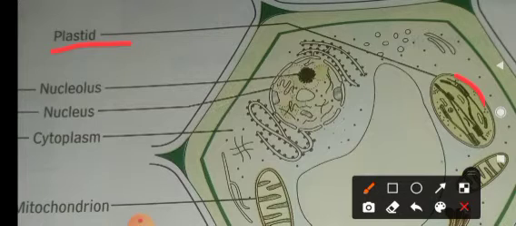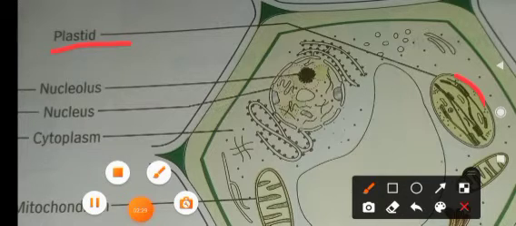One is chloroplast. Chloroplast is the one which has the green pigment called chlorophyll. This gives the green color to the plants, and it also plays a vital role in photosynthesis. Okay, children, so this chloroplast is essential for the survival of not only the plants but also the animals.